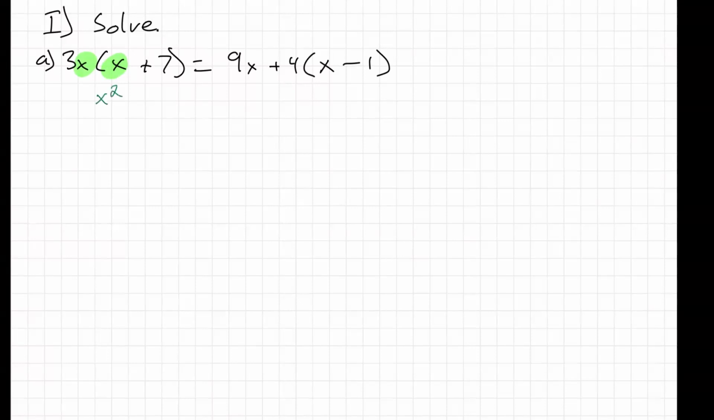As you look at that and say, hey, I'm going to have to simplify this, make sure you know to yourself that there's going to be an x squared here. With that said, we can go and say, hey, this is a quadratic equation. Being a quadratic equation, after I simplify, what do we need to get?